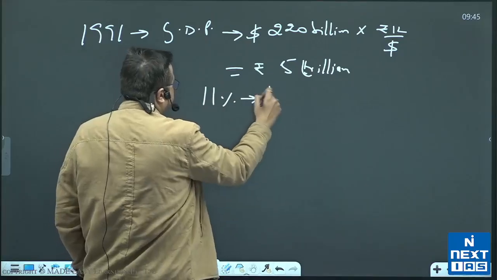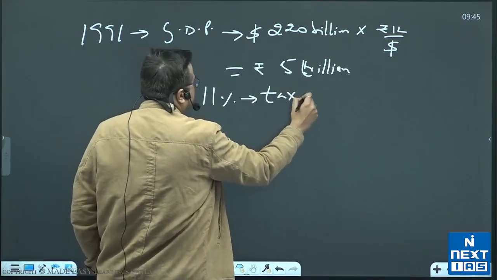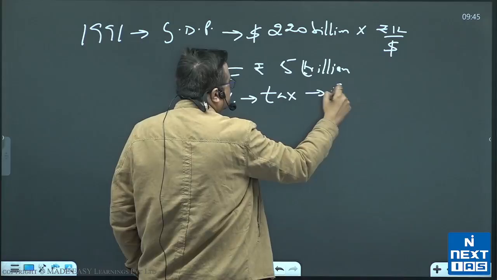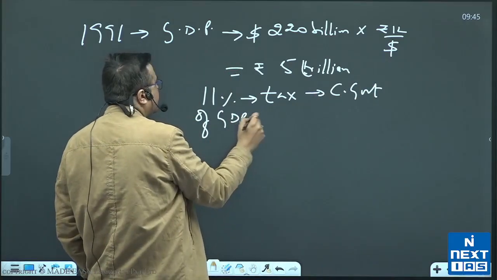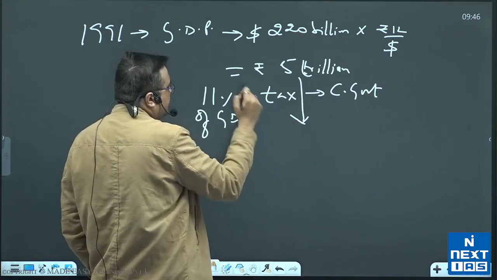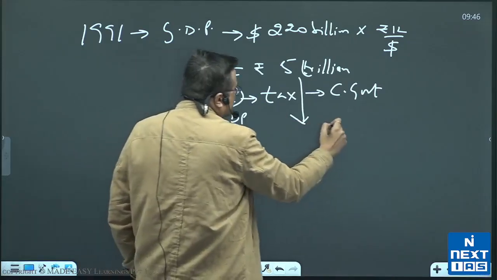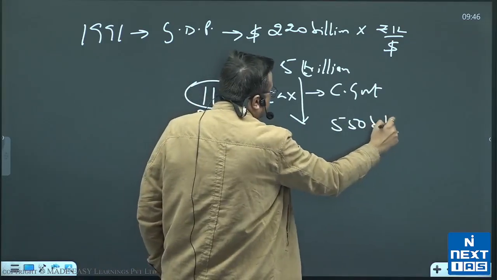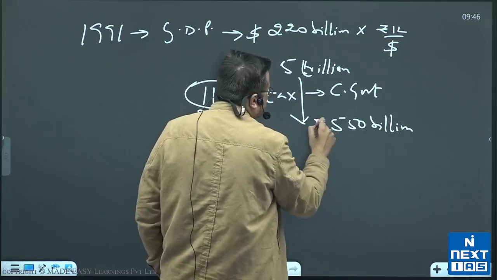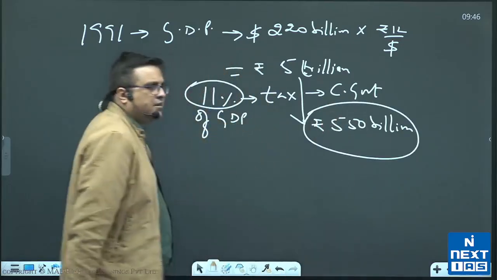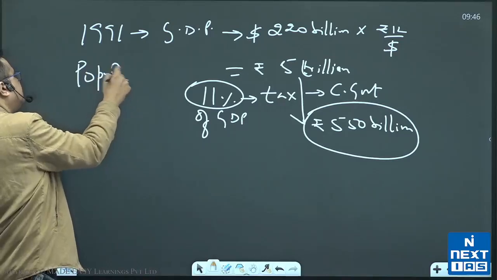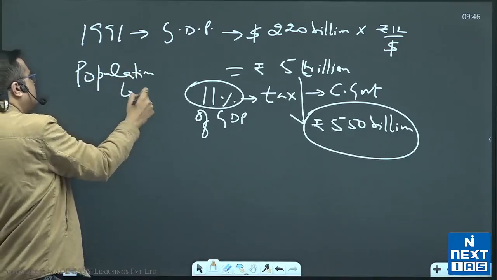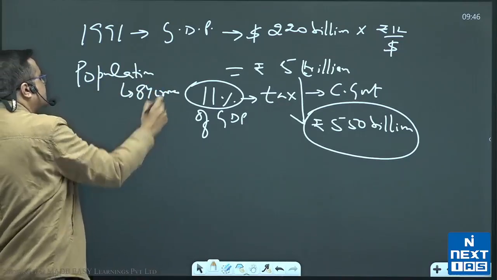And 11% was the tax collected by central government. 11% of GDP. Now at 5 trillion rupees, 11% meant around 550 billion rupees was the tax collected by central government. Population in 1991 was 84 crore people, the census.